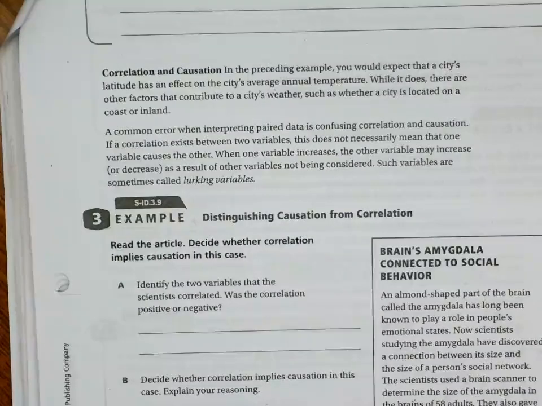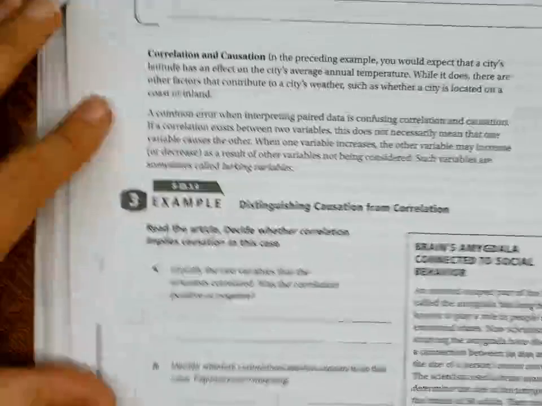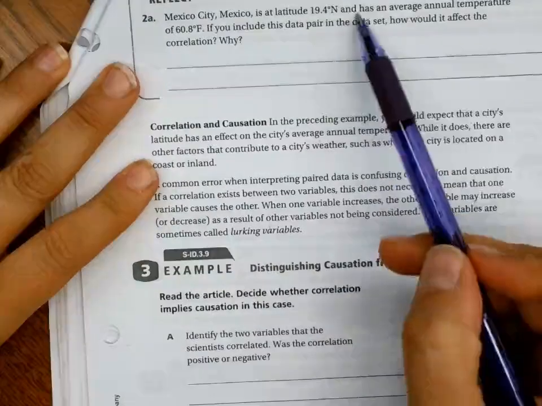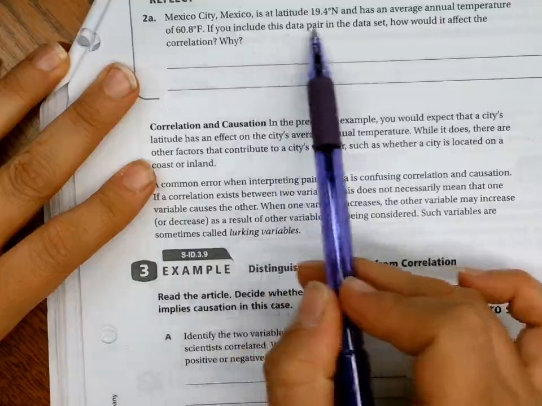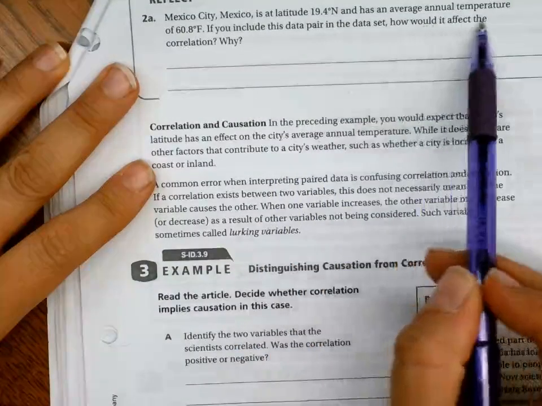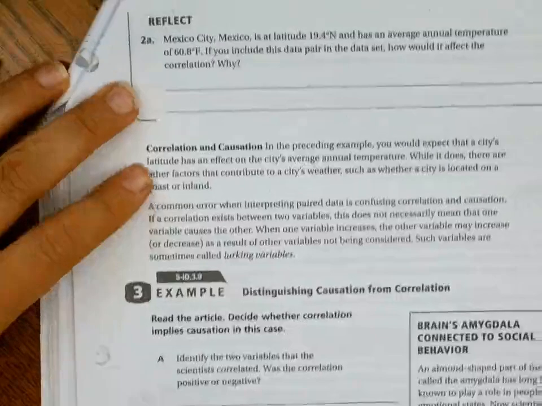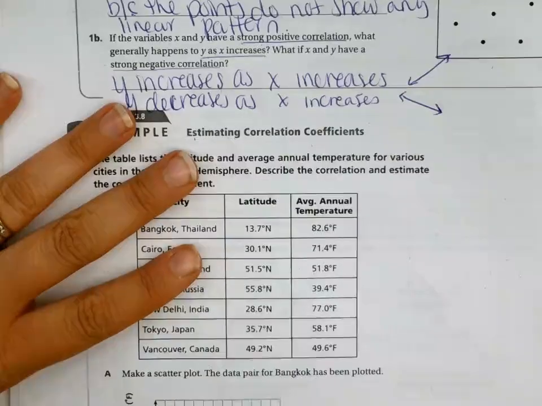Mexico City, Mexico has a latitude of 19.4 degrees north and an average annual temperature of 60.8. If you include this data pair in the data set, how will it affect the correlation and why?